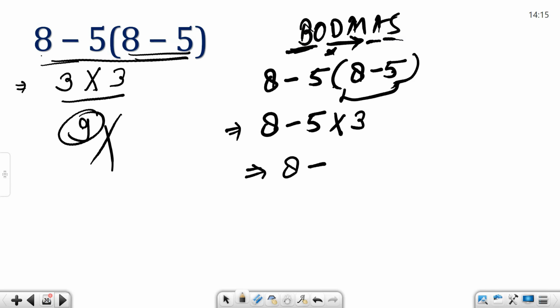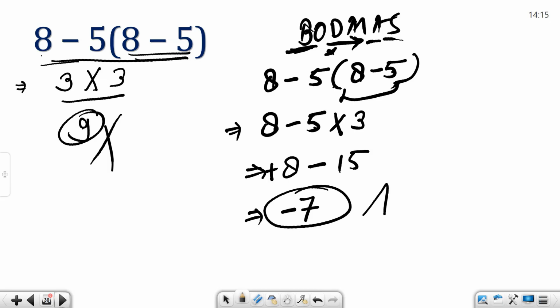So 5 multiplied by 3 is 15. Now this is plus 8 and minus 15, so that becomes minus 7. This is absolutely the correct answer.